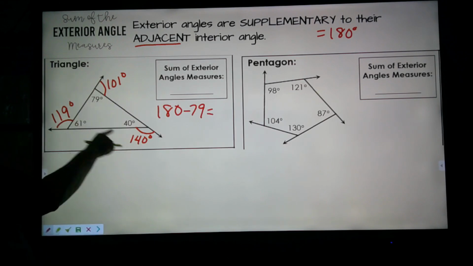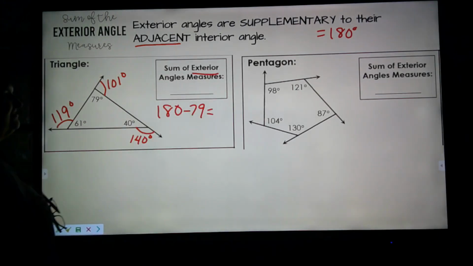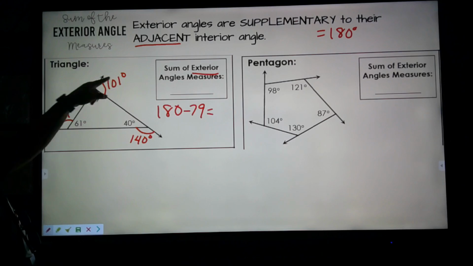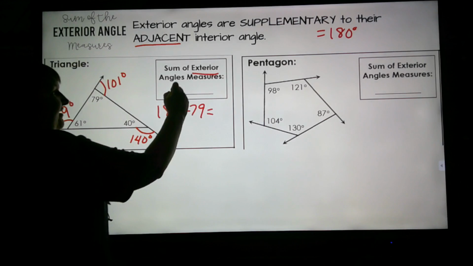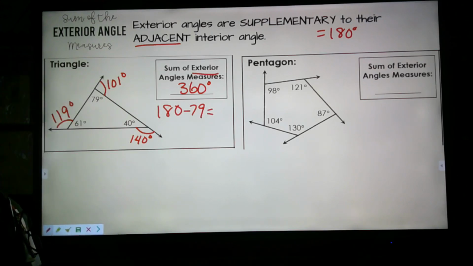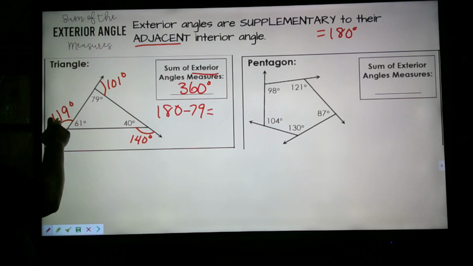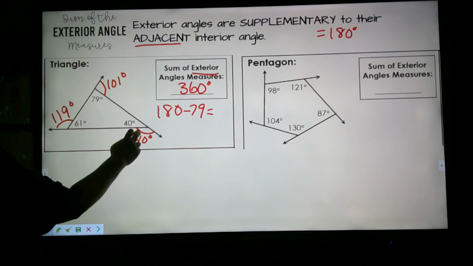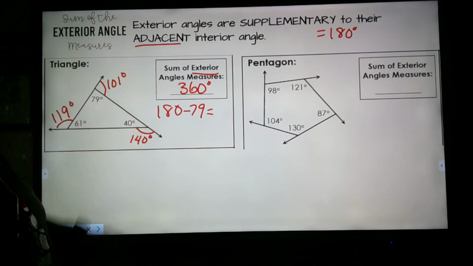Once you have them, it says sum of exterior angle measures. Add up the new numbers. Add up the new numbers you discovered. 101, 140, and 119 equals 360. Add them up. And that makes sense, because if you take this piece, and this piece, and this piece, and you connect them, you make a circle, which is 360 degrees.